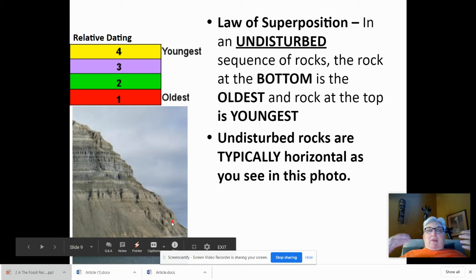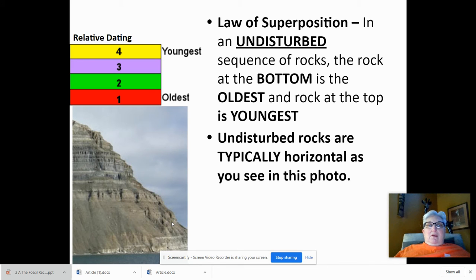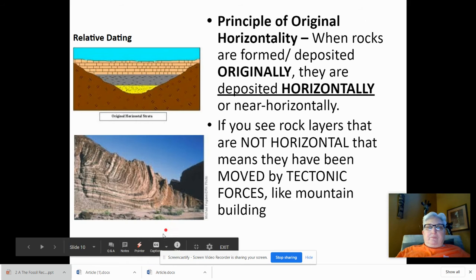If you've ever been to the Grand Canyon, that's kind of a good example of what we call striated rock, where you can actually see the layers of rock. And in each of those layers are older and older fossils as you go from top to bottom.